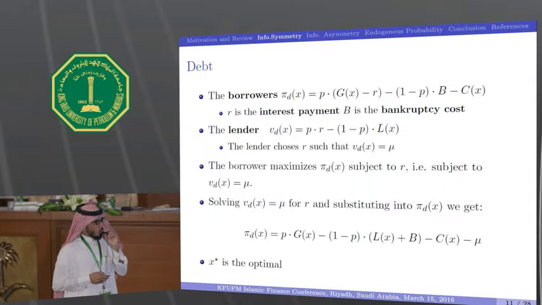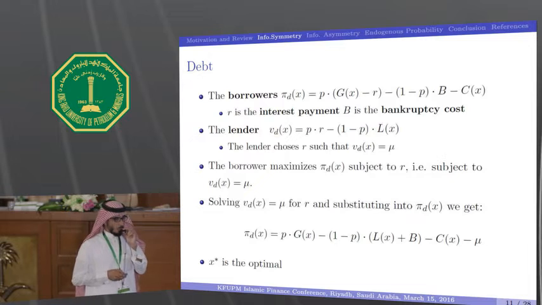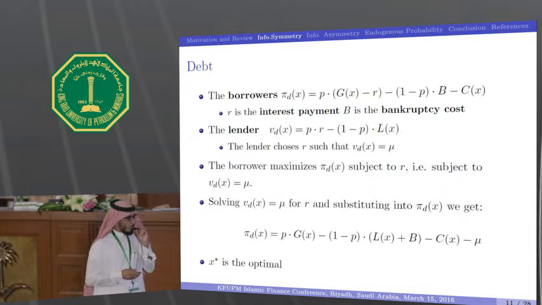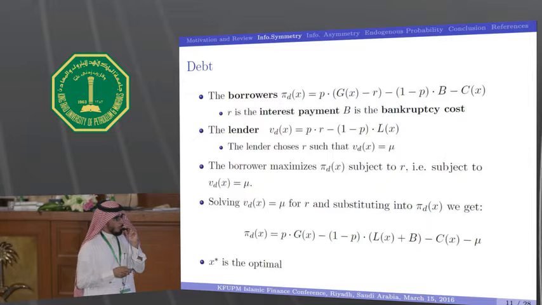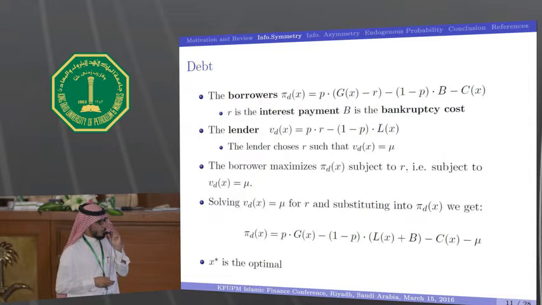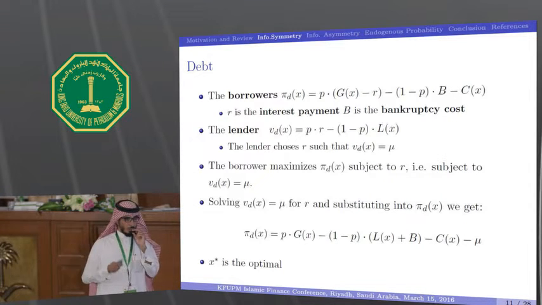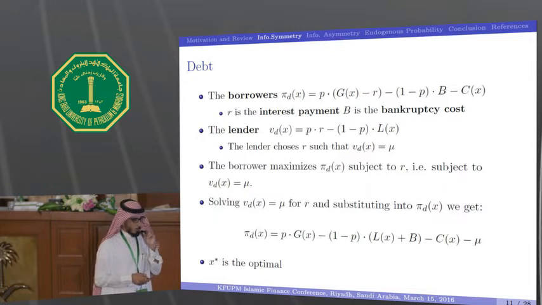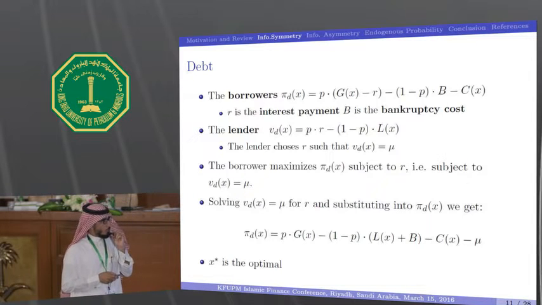The lender will choose the interest rate such that the expected gains he gets are equal to the opportunity cost of the fund. Getting this relation inserted in the borrower equation, we find that the borrower, the entrepreneur, will again have X star, the effort a self-financed entrepreneur would exert, as the optimum. So in this case, debt will also be efficient.